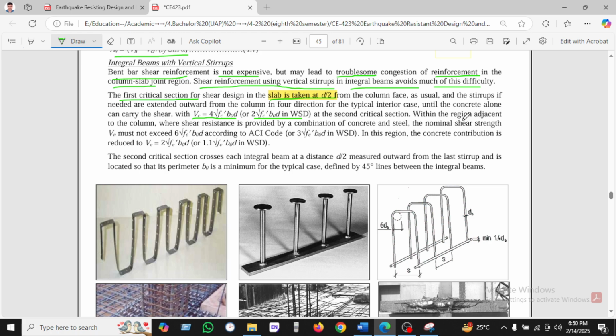And the second critical section is within the region of the adjacent column, where the section resistance provided by the combination of concrete and nominal shear strength Vn must not exceed this. So we cannot exceed this formula. If we use WSD, then we can use this formula, and the contribution reduction Vc is using this formula. Okay, so the critical section of each integral beam, we can see d divided by 2 measured outward from the last stirrup, is located in perimeter bo in typical cases, and defined at 45 degree lines between the integral beams.